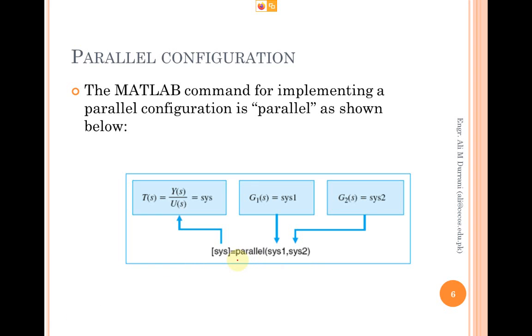As you can see there is only one change here: we have written parallel instead of series, and all the other parameters are the same. We are going to save it in SYS, and system 1 and system 2 are to be written in the round brackets after the command of parallel.